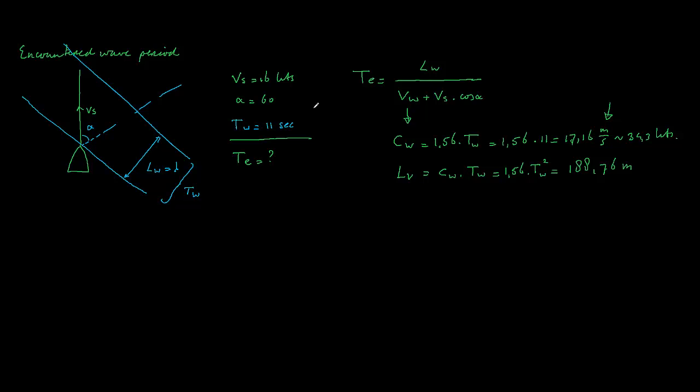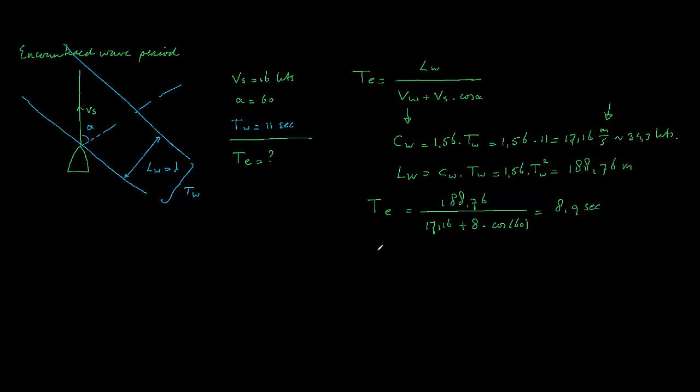So let's fill in the encountered period. TE would be 188.76 divided by the wave speed of 17.16 added by the 16 knots, that would be 8 meters per second, times the cosine of 60, and that equals some 8.9 seconds. So that's an interesting one.